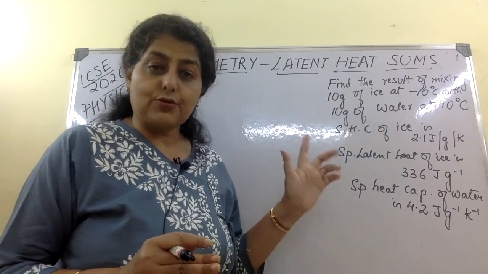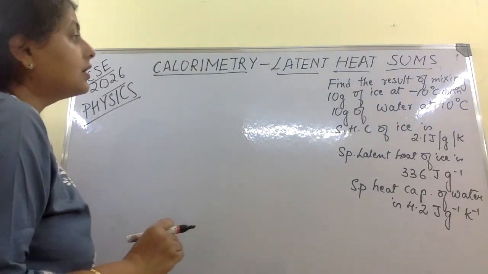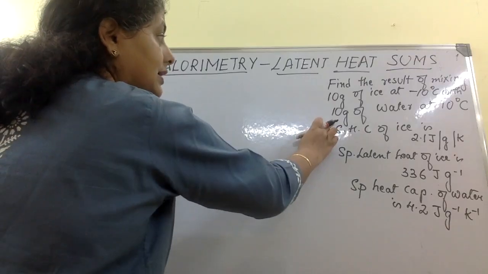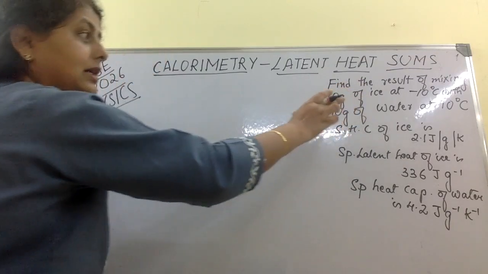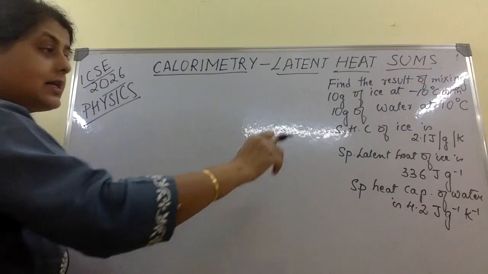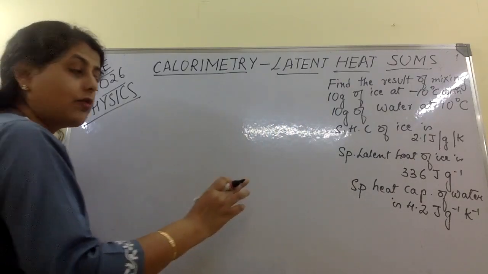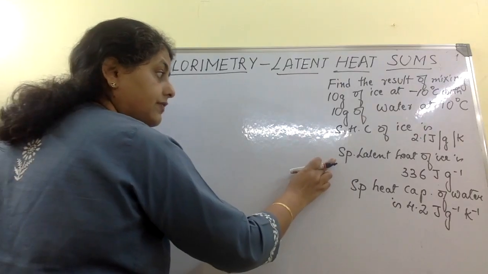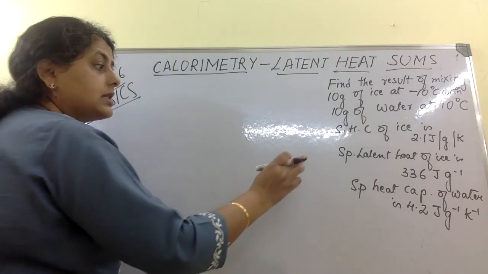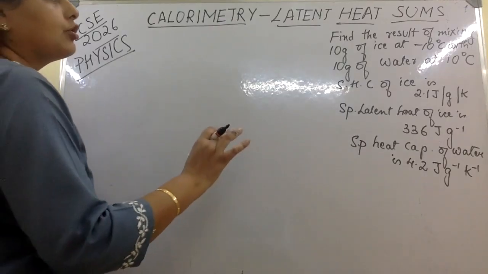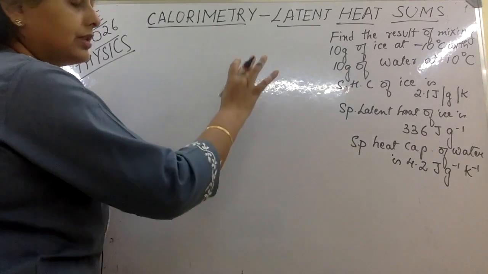So let's see how to do it. Here the result of mixing 10 gram of ice and 10 gram of water. Ice is at -10 degrees, water is at 10 degrees. Specific heat capacity of ice is given, specific latent heat of ice is given, specific heat capacity of water is given. Firstly, let me talk about how these sums work.